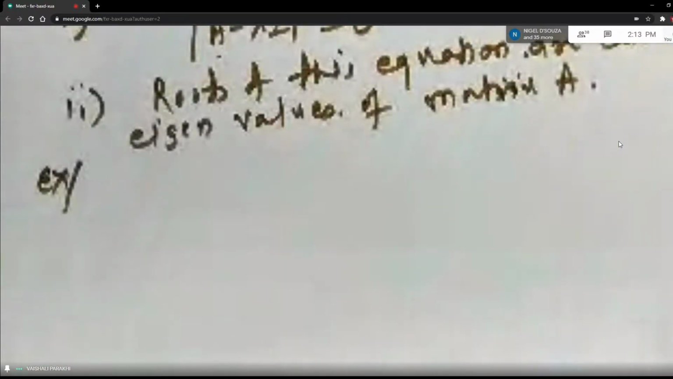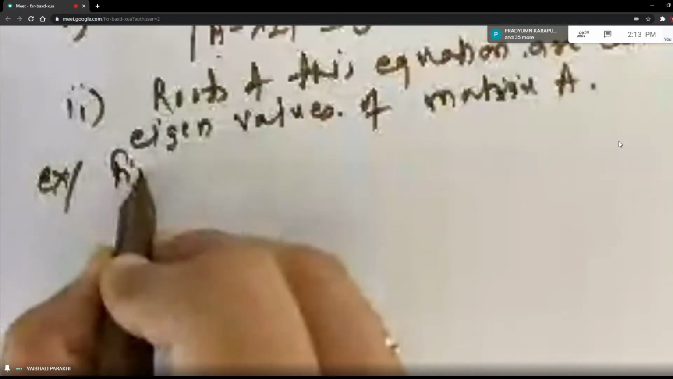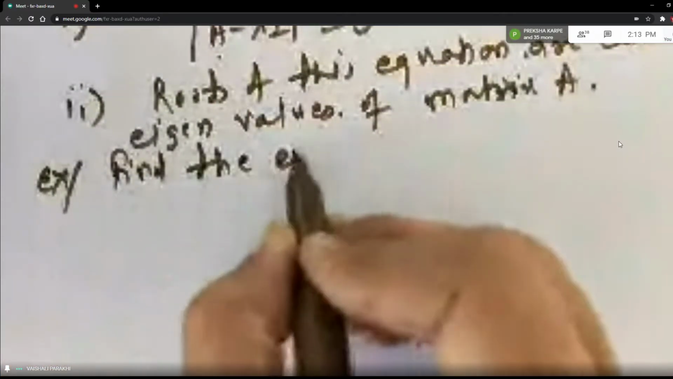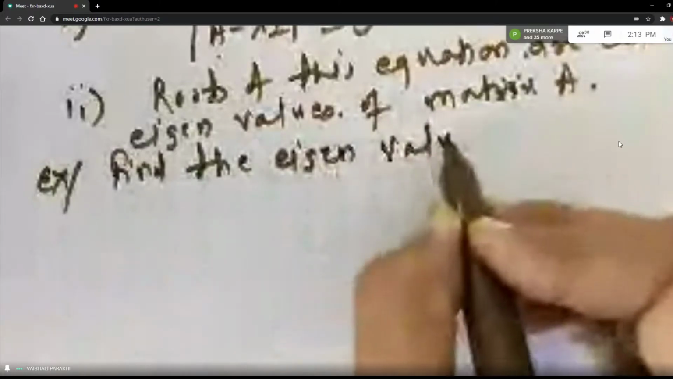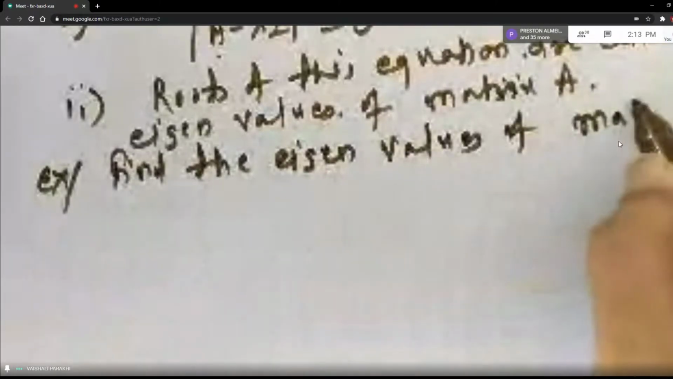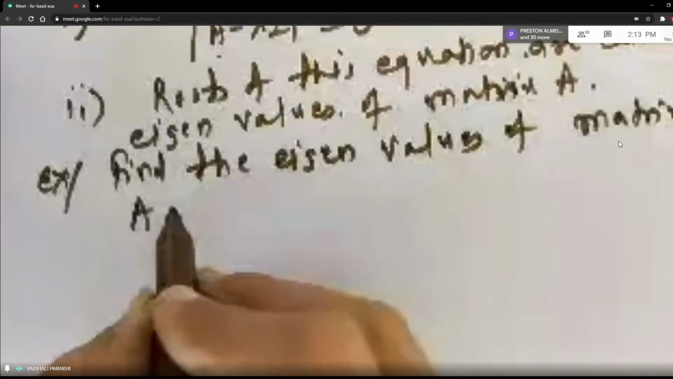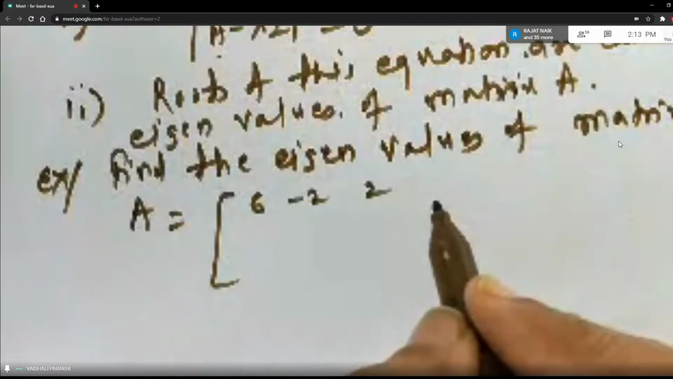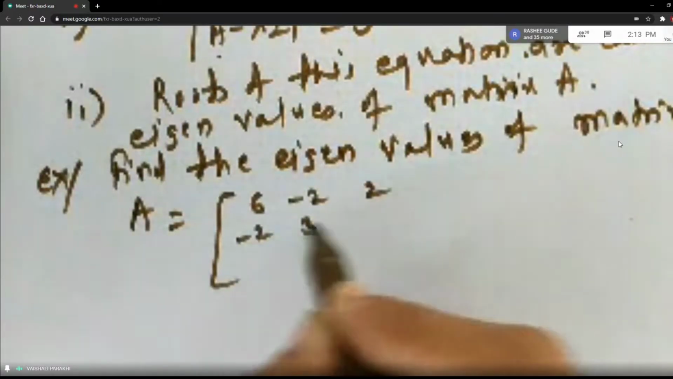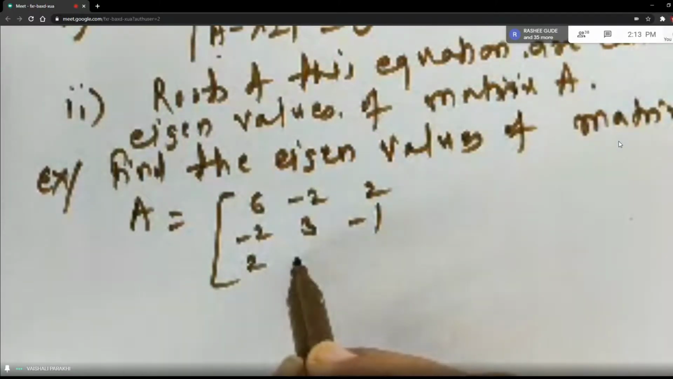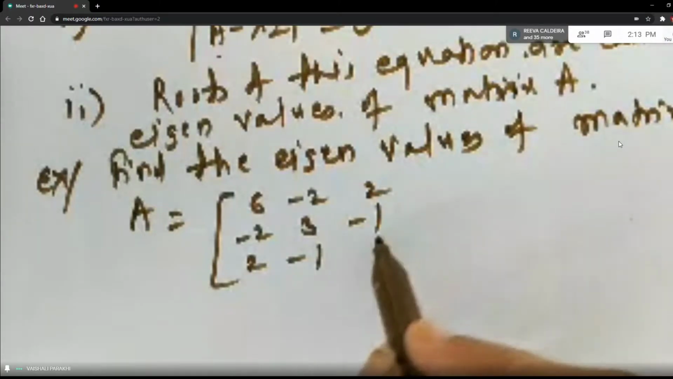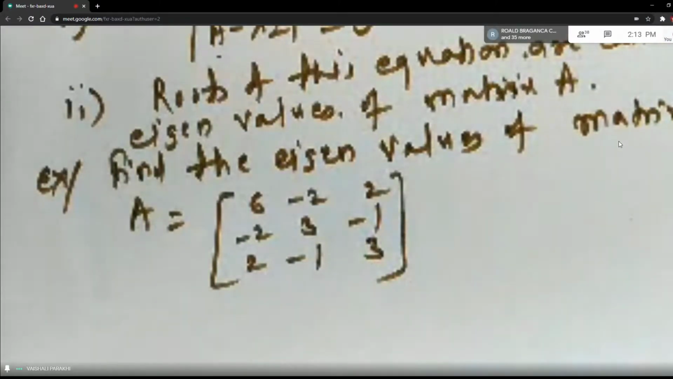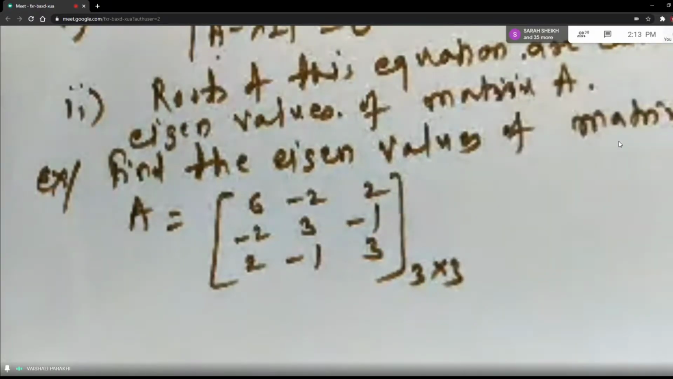Now let me show you the example. Example: find the eigenvalues of matrix A equal to 6 minus 2 2, minus 2 3 minus 1, 2 minus 1 3. So this is a matrix of order 3 by 3. It is asked to find the eigenvalues of this matrix. So please pay attention, students. Everybody has joined?